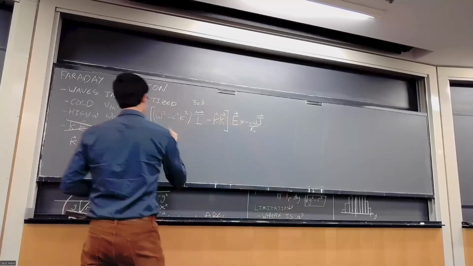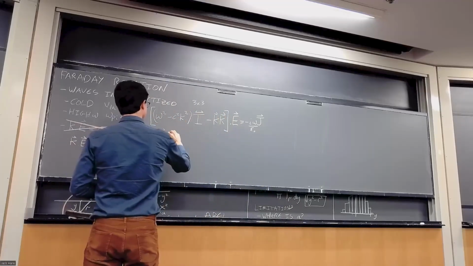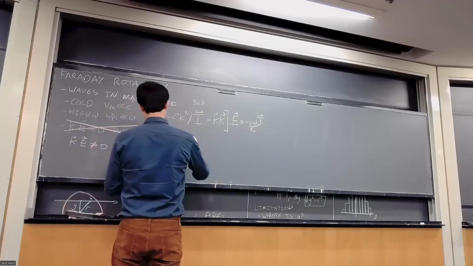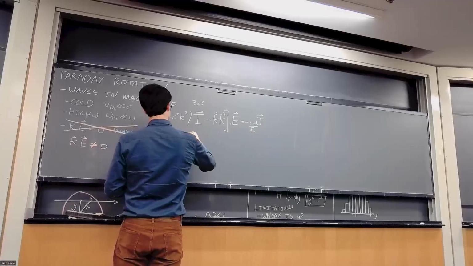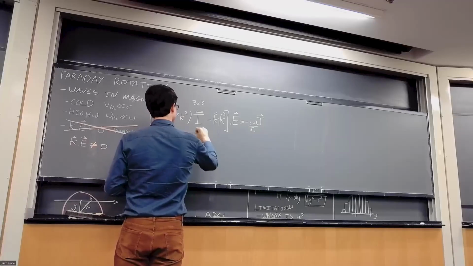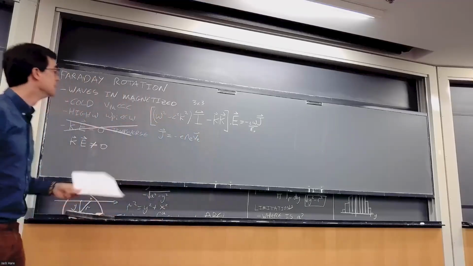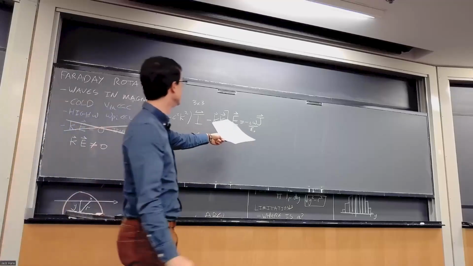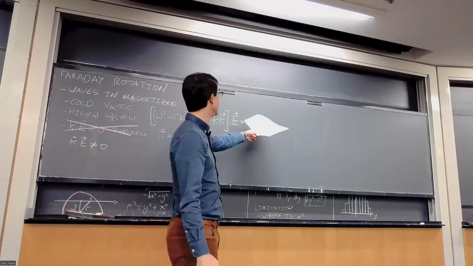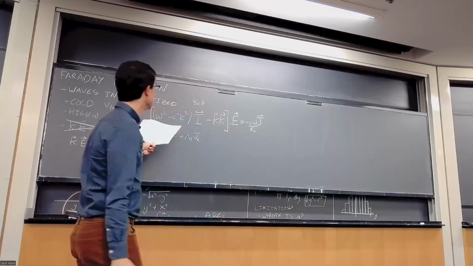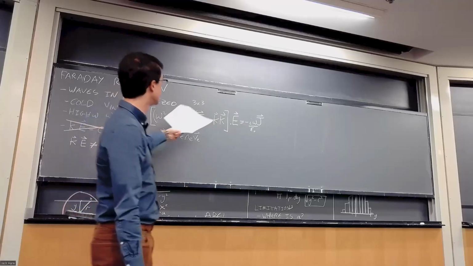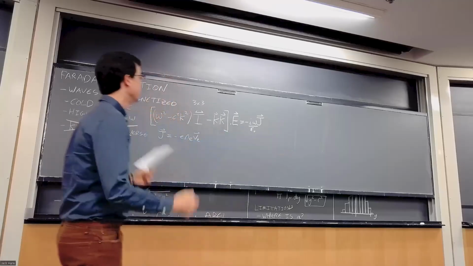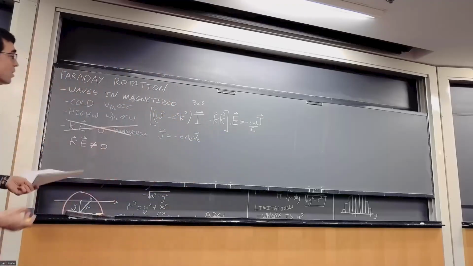Now, once again, we realized that J is equal to minus n_e e v_e. And what we want to try and do is write this entire equation in terms of E. We want to get rid of J completely. And then, of course, this is an equation that looks like a matrix times a vector equals zero. And we know how to do this. It's what we've trained our whole lives for.